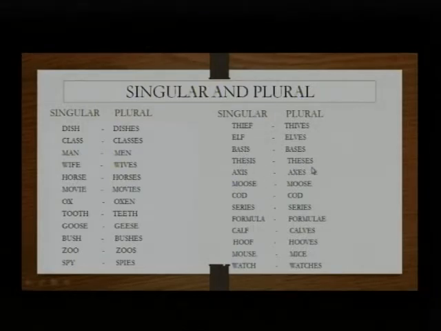Thesis, theses. Here it goes the same. If you can see, I, E. Axis, axes. See, I, E. Moose, moose. Cord, cord. Series, series. Formula, formulae. Cave, caves. Hoof, hooves. Mouse, mice.